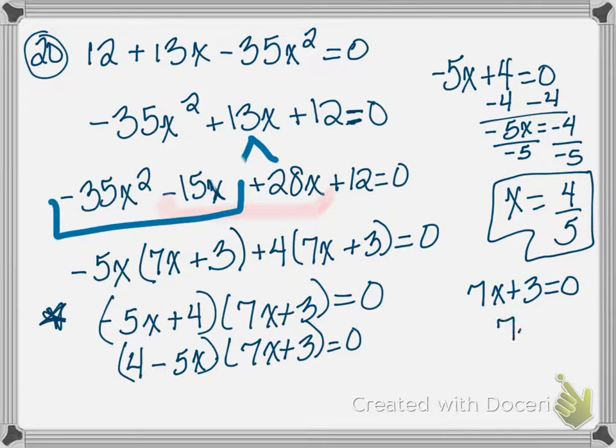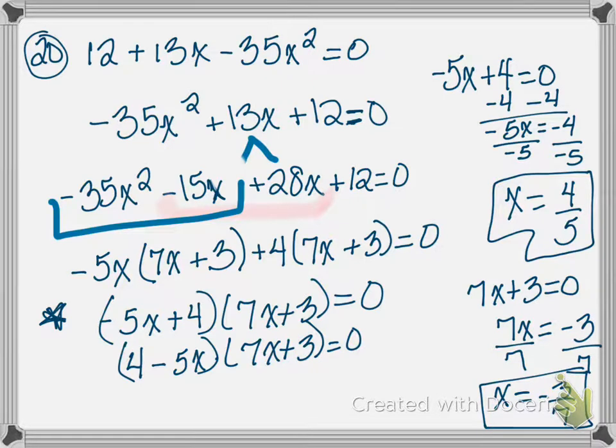So I'm going to subtract 3 from both sides. And when I do that, I get negative 3. I divide by 7. And so my answer here is negative 3 over 7. So my two answers are 4/5 and negative 3/7. Okay, and so those are fractions, but then the factoring was tough too. It was some large numbers for us to deal with.